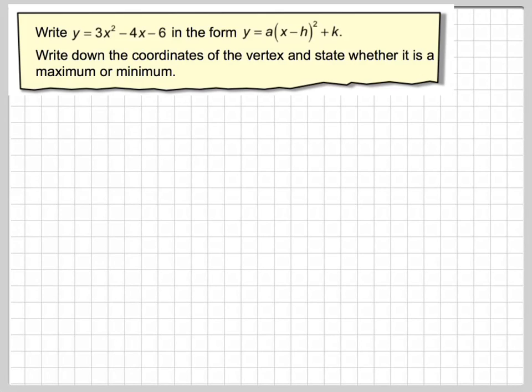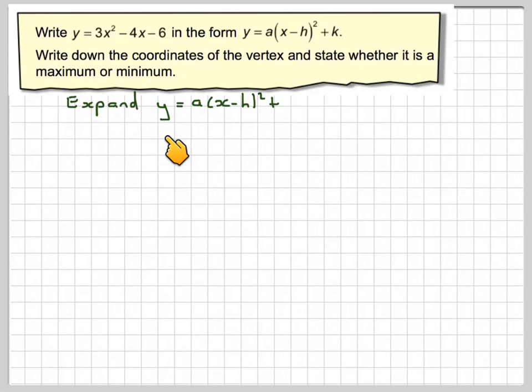Completing the square. Right, write y is equal to 3x squared minus 4x minus 6 in the form y is equal to a brackets x minus h all squared plus k. Write down the coordinates of the vertex and state whether it is a maximum or a minimum.